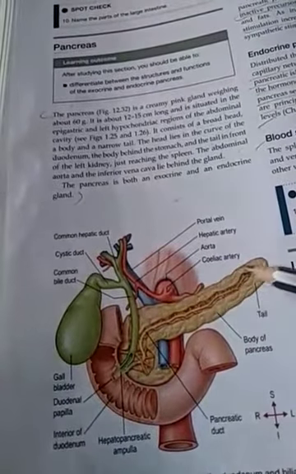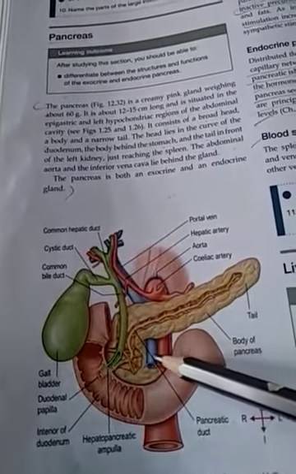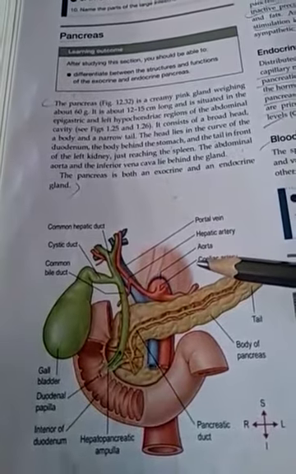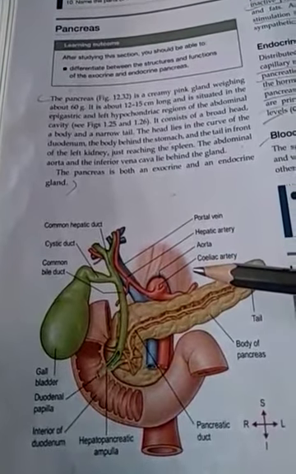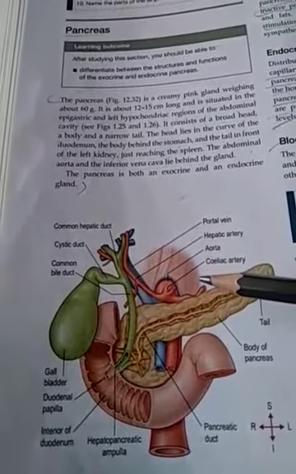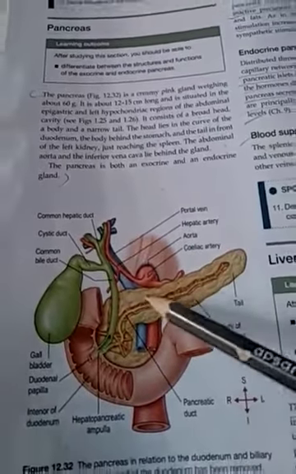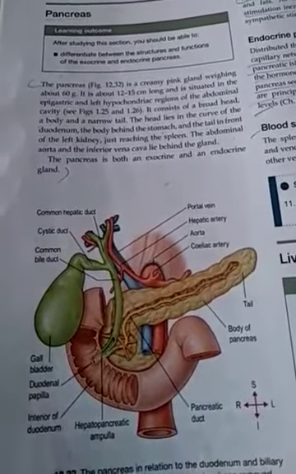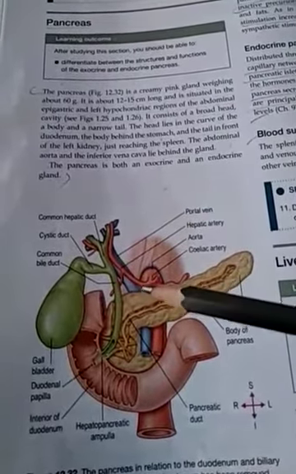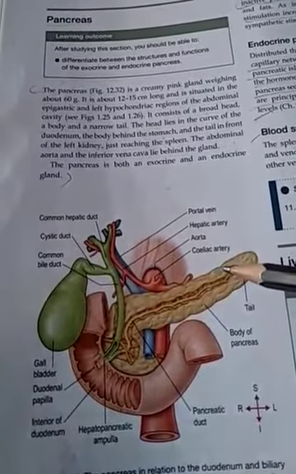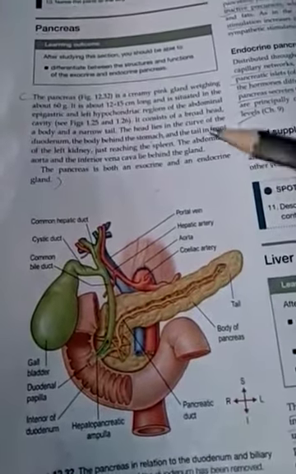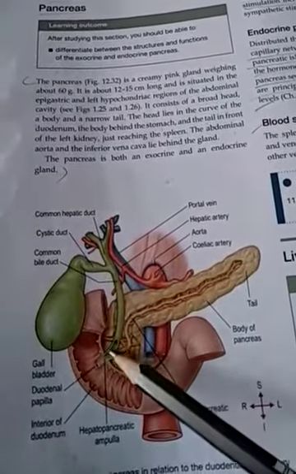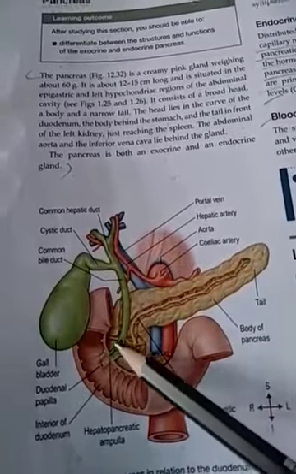The gray portion. The pancreas is a creamy pink gland. Its weight is 60 grams. It is almost 12 to 15 centimeters long and is situated in the epigastric region and the left hypochondriac region of the abdominal cavity. We can see that it is situated in the C-shaped area of the duodenum.